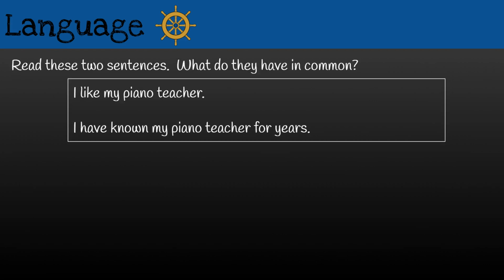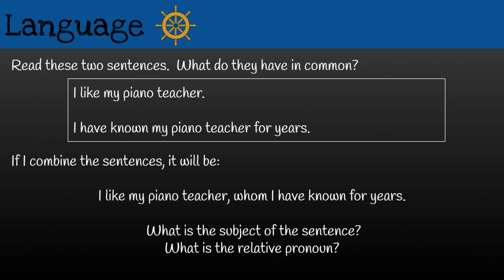Let's take a look at these two sentences and think about how you would combine them. I like my piano teacher. I have known my piano teacher for years. If I combine the sentences, it would be, I like my piano teacher, whom I have known for years. So the subject of the sentence is my piano teacher, and the relative pronoun is whom.